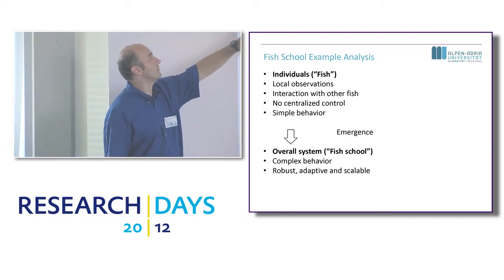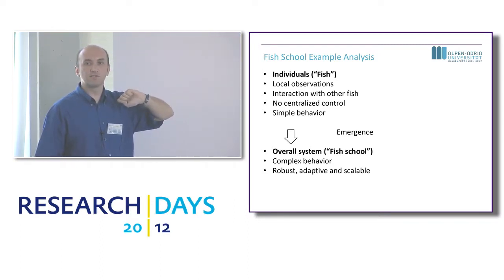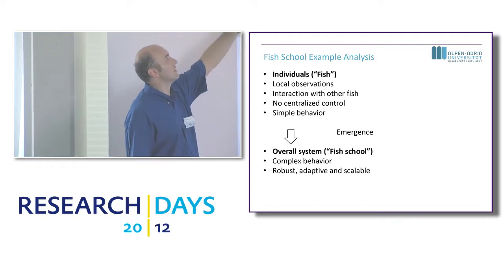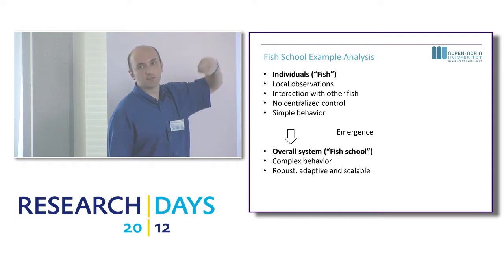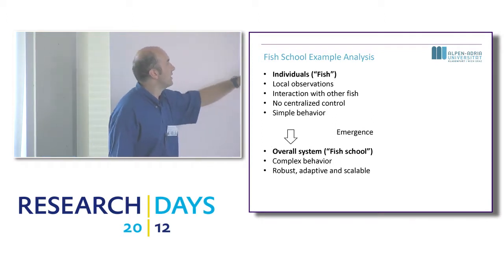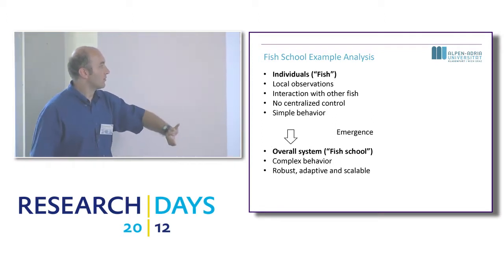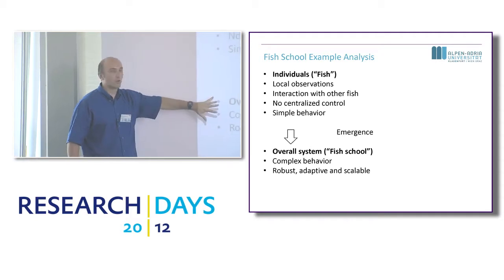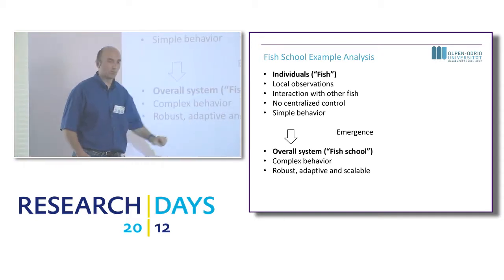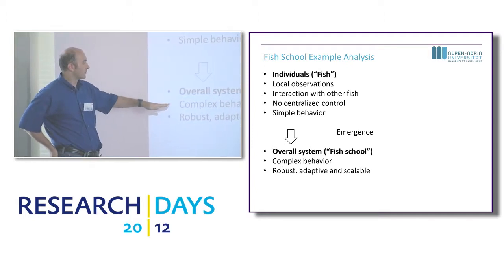If we have interactions like this, these could be easily implemented, and it would also be easy to buy the sensors for this agent, because this agent doesn't need the most excellent sensors or to see everything. So this is good. Out of this, we get our overall system. Like in the fish example, it's the fish school. And here we have complex behavior.